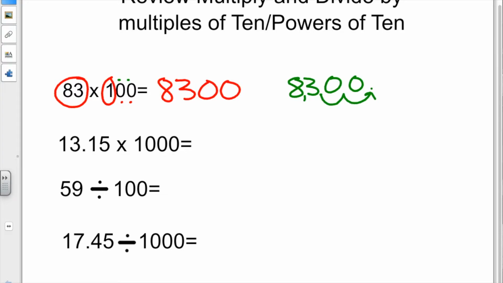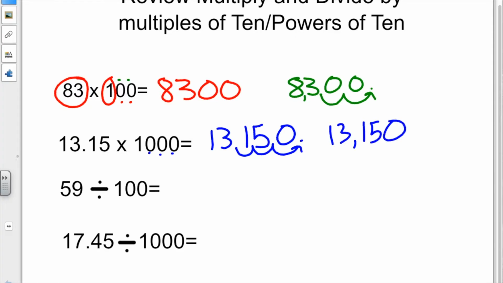All right, for the next problem, we have 13.15 times 1,000. Since you're multiplying, you're going to move your decimal to the right. And since there are 1, 2, 3 zeros in 1,000, we move it 3 spots. 1, 2, 3 spots. So you get 13,150 as your answer.